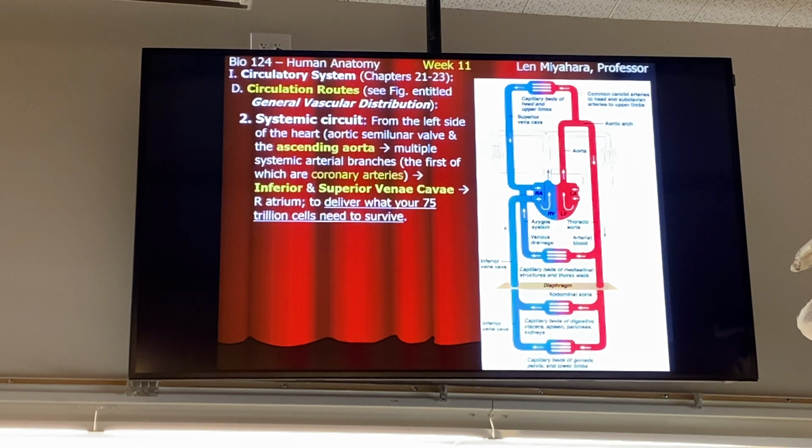Superior vena cava, inferior vena cava, and coronary sinus. Those are the 3 veins that drain into the right atrium. Superior vena cava, inferior vena cava, coronary sinus.